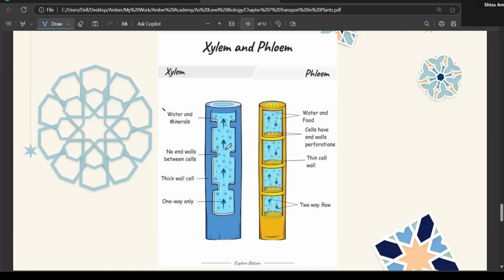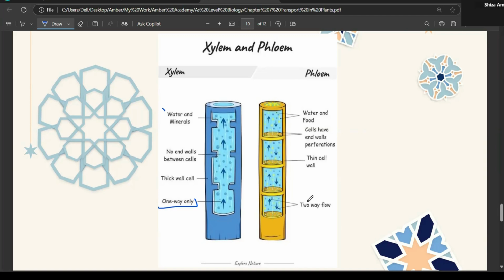Right? So these could be the differences that you could easily identify between xylem and phloem. Other differences are written here, but I have mentioned the important ones, the most essential ones that should be there in your script. And you can also mention that this is a one-way only transport, while in phloem, it's a two-way flow, meaning if the food is made in leaves, then food has to be transported towards the stem as well, because stem is a living component of the plant.